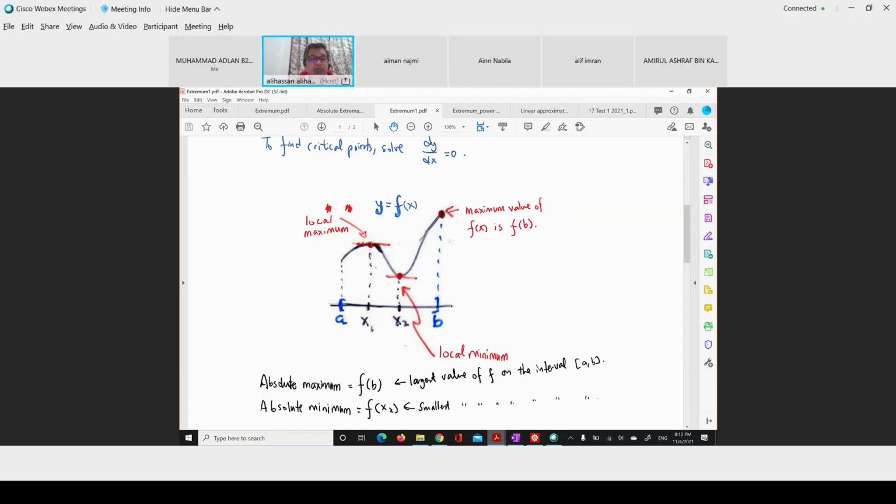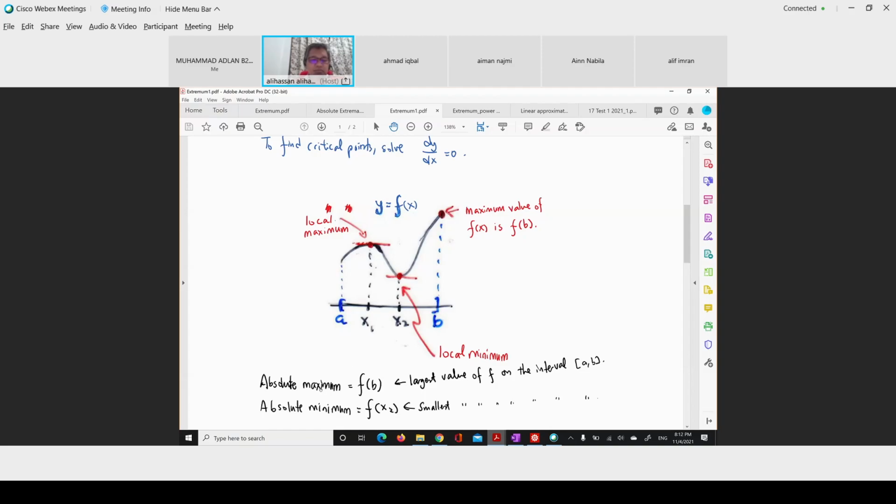Here we have a local maximum, right? Here we have a local minimum. And here is the end point. But this point is higher than the local maximum and local minimum. And the point here is the lowest. The point here is where f takes the lowest value, and the point here is where f takes the highest value, right?